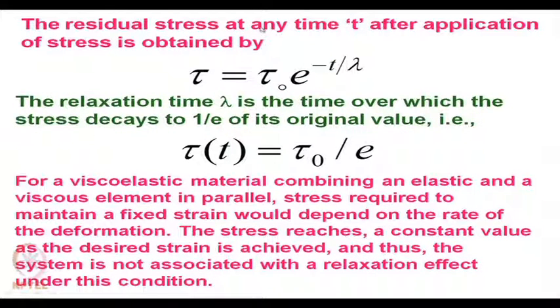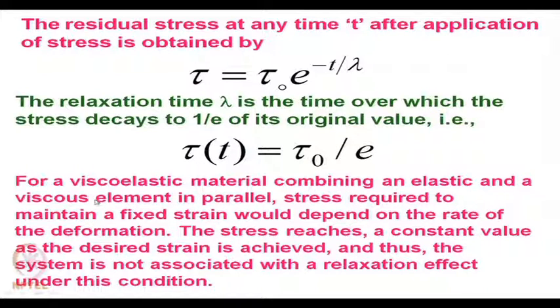The residual stress at any time t after application of stress is obtained from this equation: tau = tau 0 e^(-t/lambda). This relaxation time lambda is the time over which the stress decays to 1/e of its original value, that is tau t = tau 0/e.